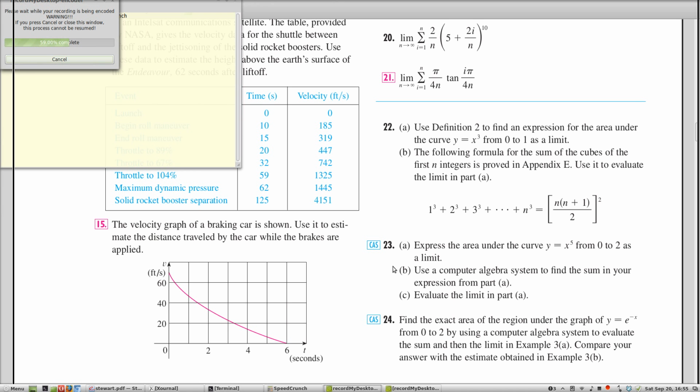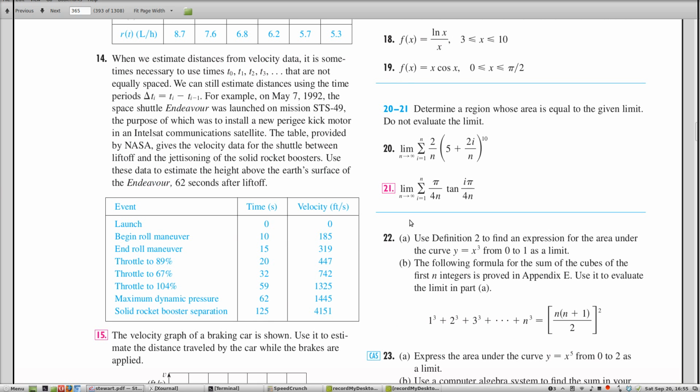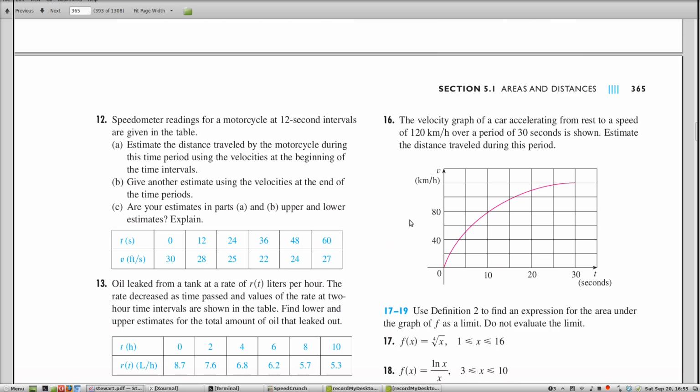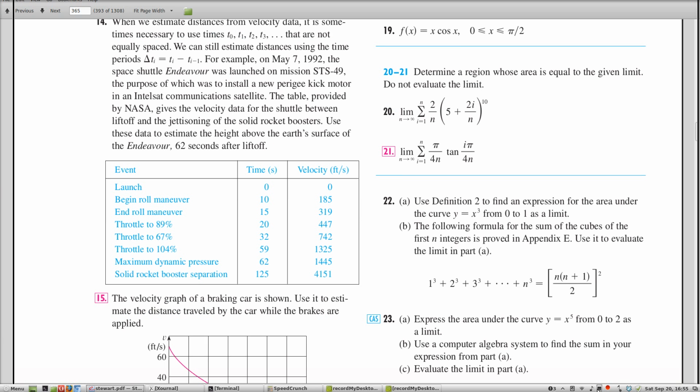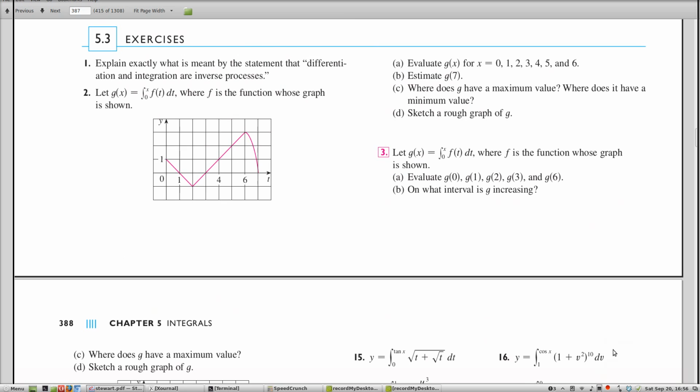Okay, so let's pick up again here, and so this is 5.1. Oops. I'm actually going to pause this and go catch up. So this is where I'm meant to be. This is 5.3. So let's look at some of these very early ones.